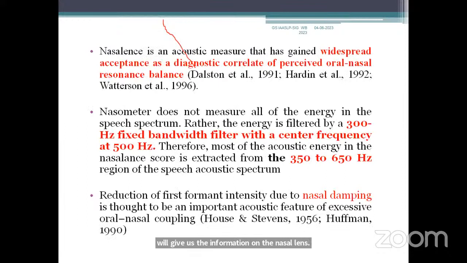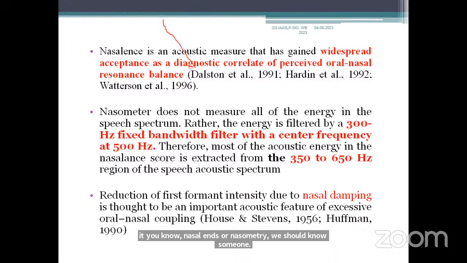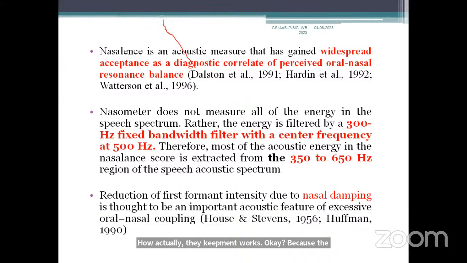So what is this nasalance? A little bit of theory: we should understand why this is required, because when we use nasalance or nasometry, we should know how the equipment actually works. Nasalance measures are widely used all over the country and all over the world. It's nothing but a diagnostic correlation of perceived oral-nasal resonance balance. That's all, how our oral sounds and nasal sounds are perceived. That's why it's called perceived nasalance.